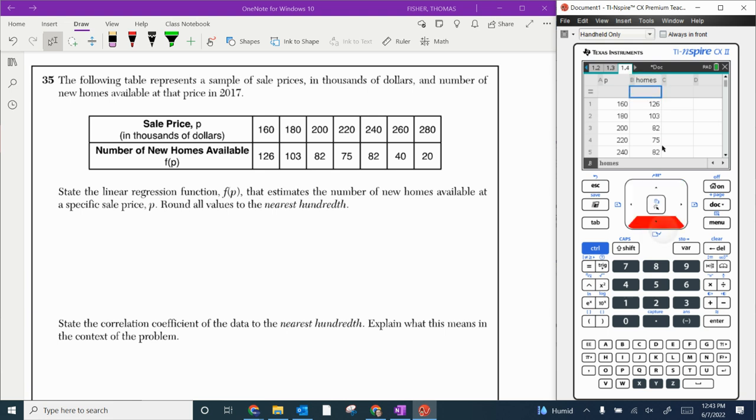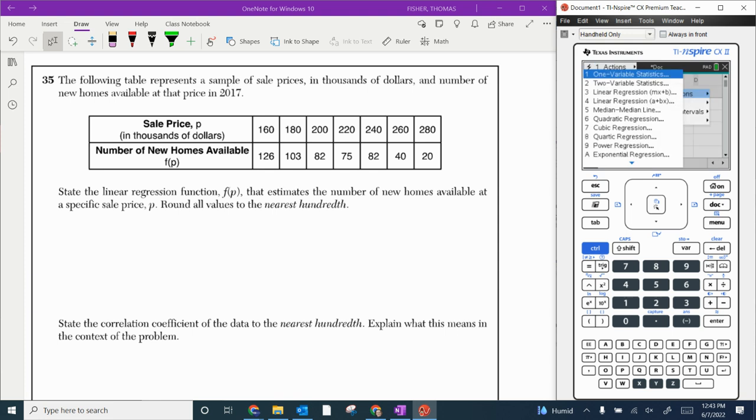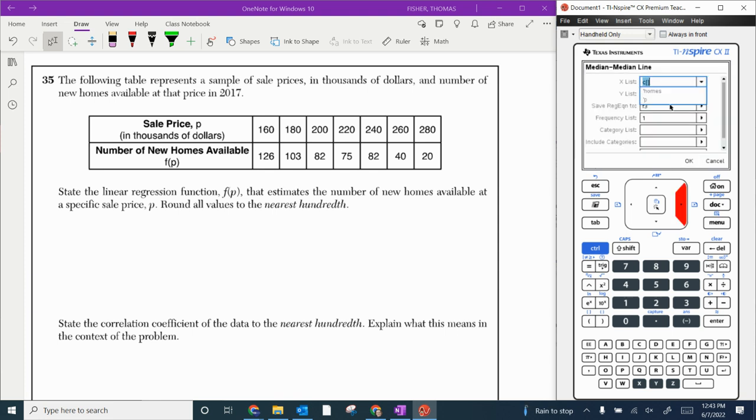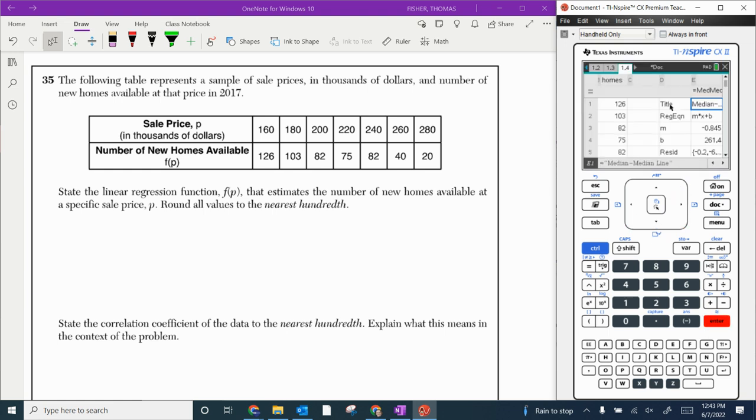Always helps to have these labeled before you do linear regression. So I'm going to go to the menu. I'm going to do statistics, stat calculation, linear regression. I like the a plus bx. And it says to use f of p, so the function of p. So p is like your x, and then homes would be your y, or your output. Those are the numbers we need. Did I do the wrong one? Huh.